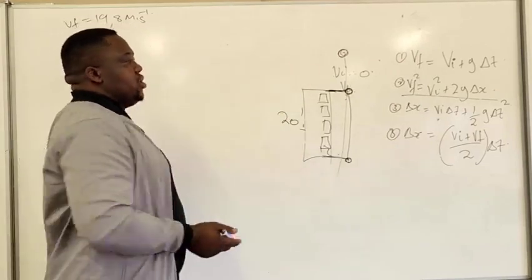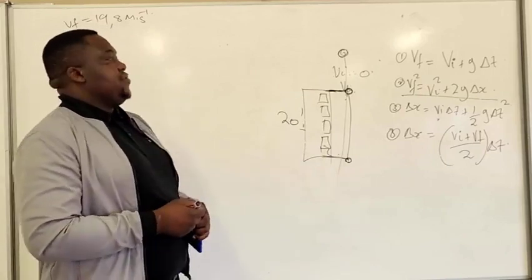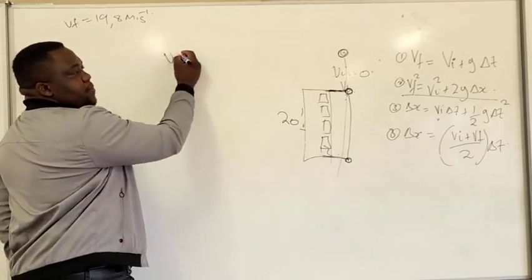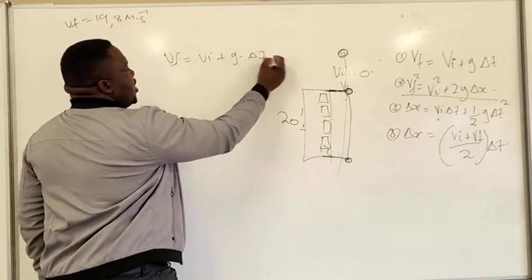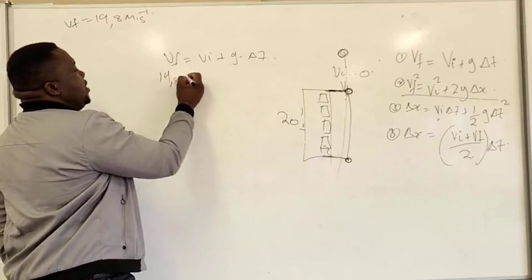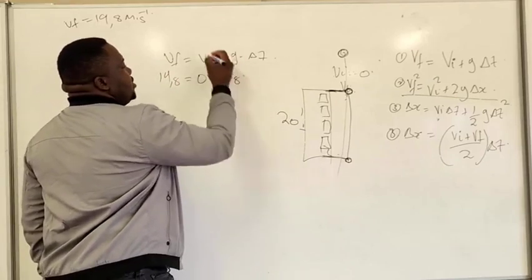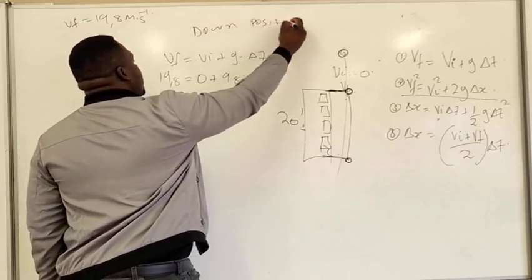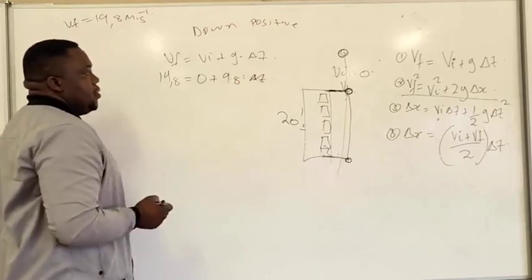I can just choose to use the first formula because it is straightforward. So I can say Vf is equal to Vi plus g change in time. The final velocity that I have here is 19,8. Initial velocity is 0. g is 9,8. I took down as positive. It's 9,8. Then the time, that is what I'm calculating.